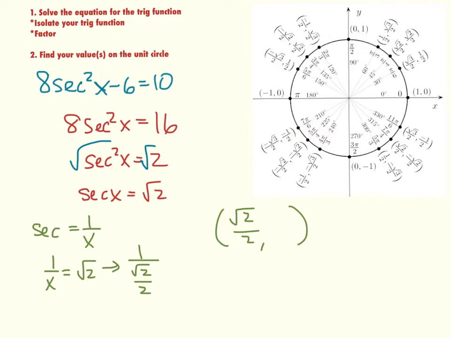Okay, so it's also positive, so here at root 2 over 2, and I'm answering in radians because the x doesn't have a degree, that occurs at pi over 4, and here at 7 pi over 4. So my answers are pi over 4 and 7 pi over 4.